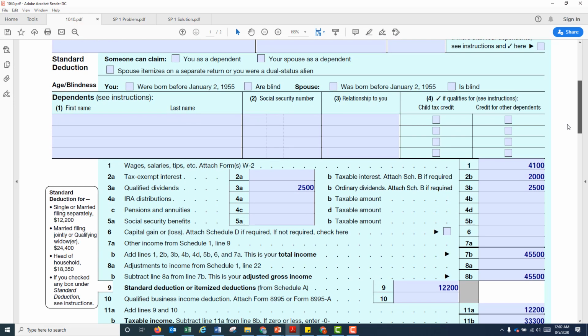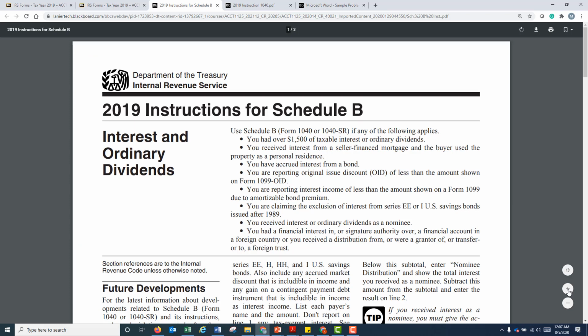Page 1. Line 6, no Schedule D, so make a check mark here. And lines 2B and 3B, it says attached Schedule B if required. Let's check out Schedule B. This is the instructions for Schedule B.